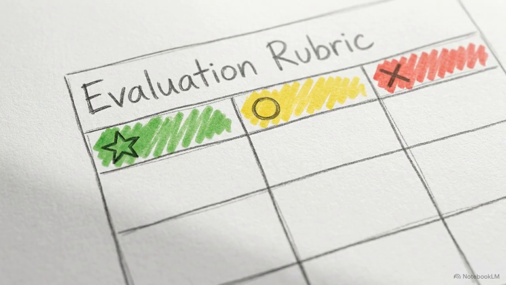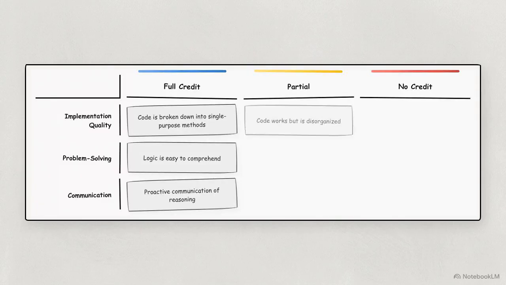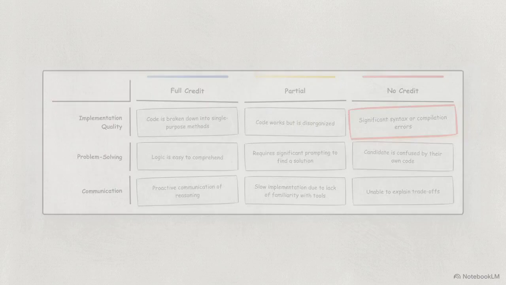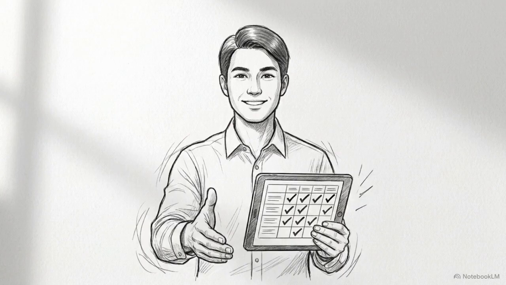To grade those answers fairly, we need an objective 3-tier scorecard, commonly called a scoring rubric. List your extracted competencies down the leftmost spreadsheet column. Across the top, create a 3-tier scoring system: full credit, partial, and no credit. Define observable actions for every tier up front, like defining no credit as code with significant syntax errors. When you define success up front, you replace subjective post-interview debates with a focus on observable data, reducing the influence of the like-me bias.